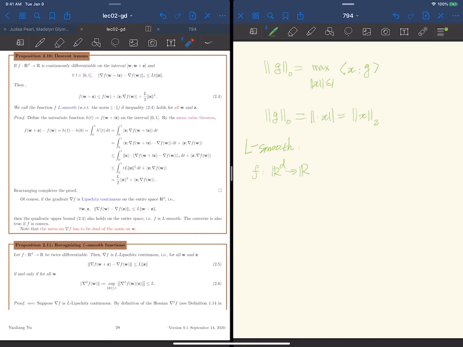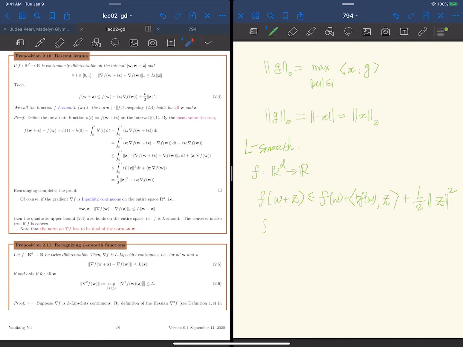I'm going to say the function is L smooth if I take the function f at any arbitrary two points, w plus z, and f of w plus z is smaller than f of w plus the gradient of f at w, dot product z, plus L over 2 times the norm of z squared.